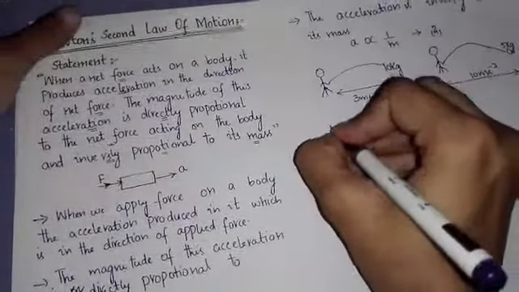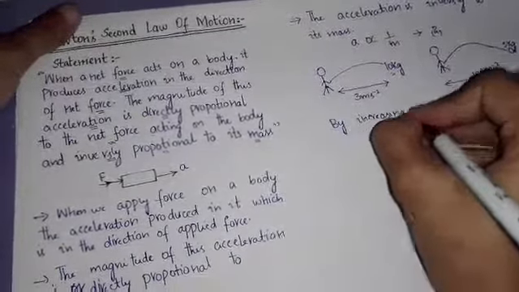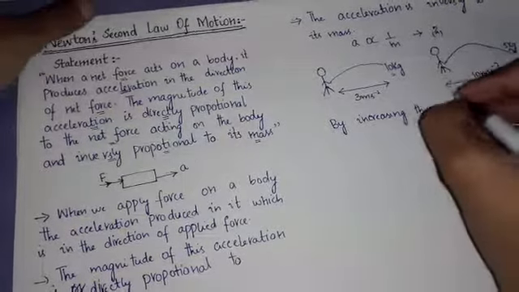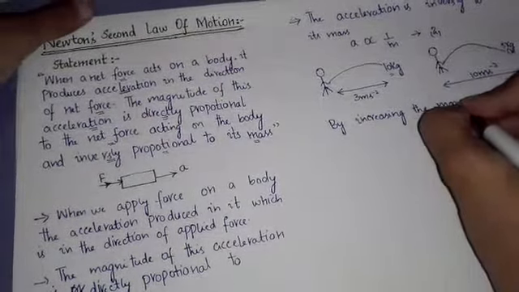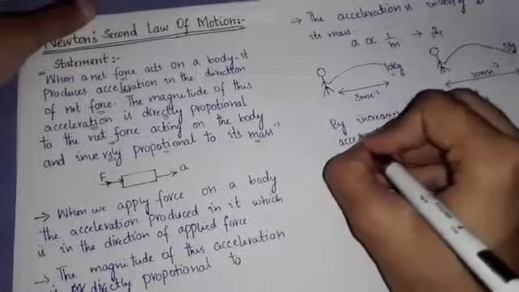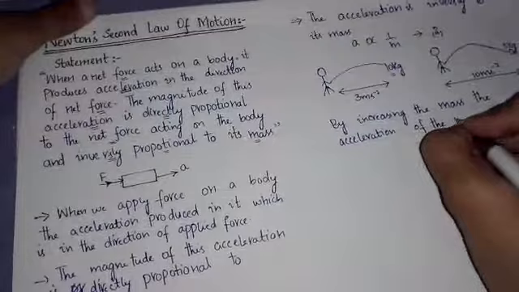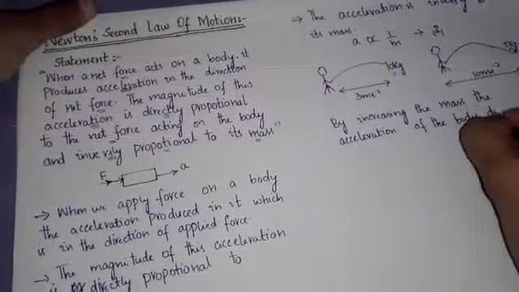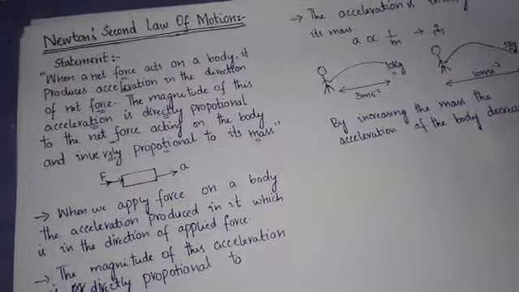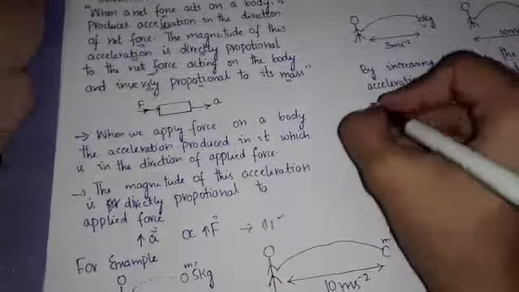So we can say that by increasing the mass, the acceleration of the object decreases. The acceleration of the body decreases.